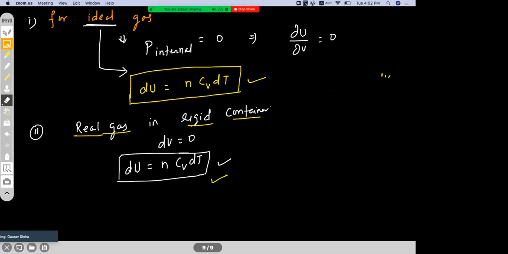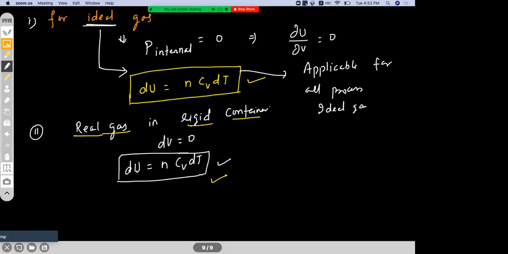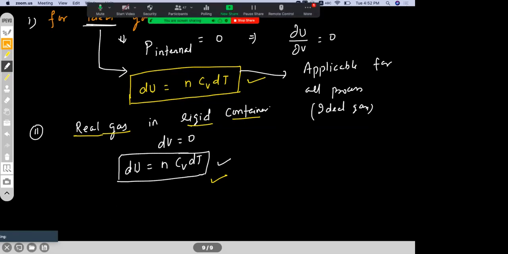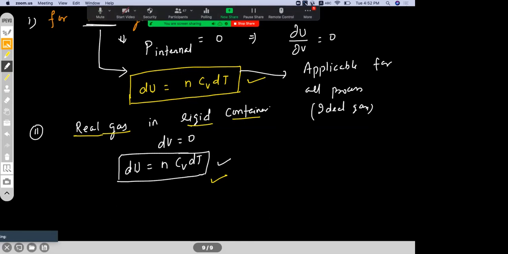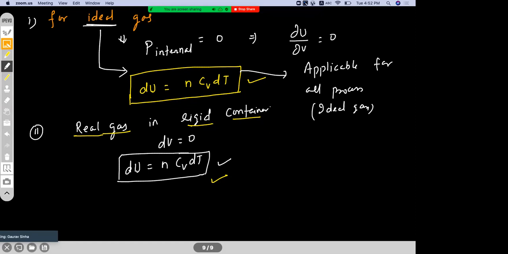Since we haven't applied the condition of constant volume, this formula is applicable for all processes, whether the volume is constant or not. Generally, it is a misconception students have. Since we are writing Cv here, which is for constant volume, they think we can use this formula only when the volume is constant. No, it is applicable for all processes if an ideal gas is there, or if a real gas is there in a rigid container. Did you understand this? Always keep that in mind: dU is equal to nCvdT. This is also applicable for all processes with these two conditions.